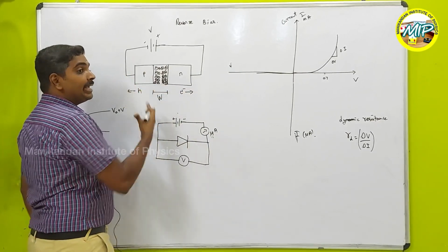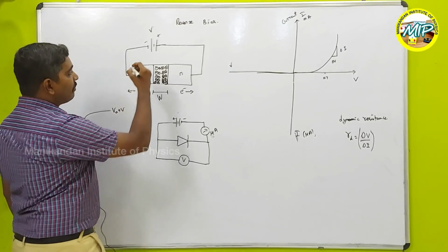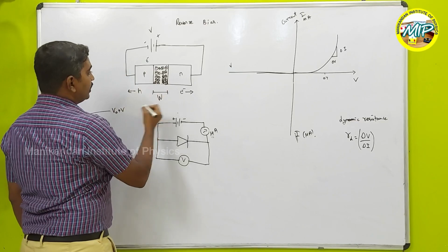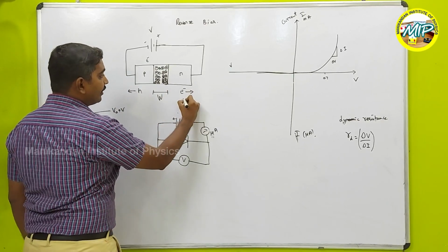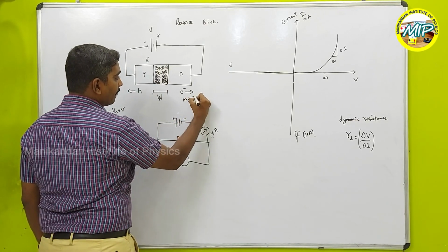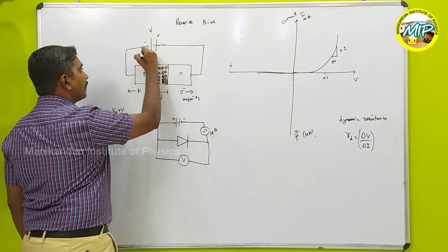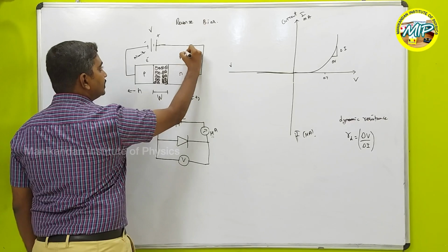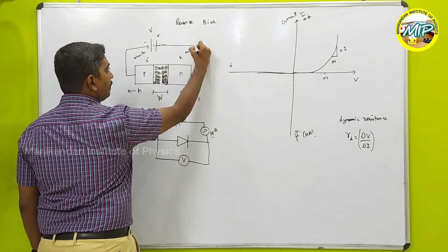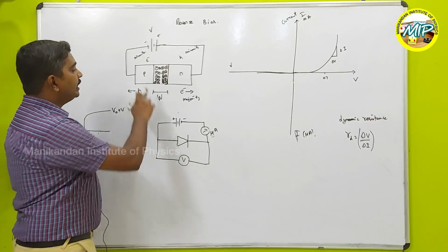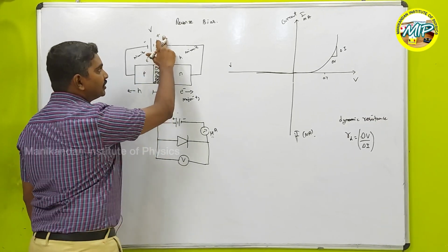My minority carriers play a role. Here we have minority carriers of electrons. So these two are majority carriers. Here the electron is a minority carrier. Here the hole is the minority carrier. Because of the minority carriers, what's happening? The electrons are attracted by this positive terminal.